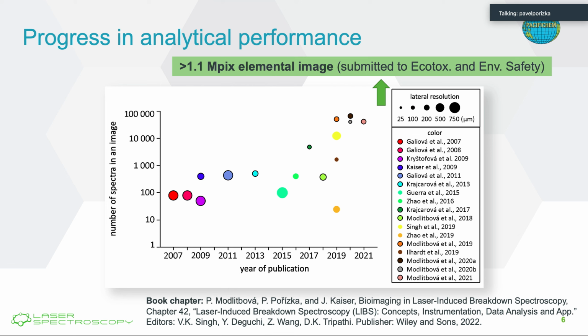and really getting biologically relevant also for other studies, and getting over 500,000 pixels. And we just submitted a publication where we have more than 1 million pixels in an elemental image, and this hopefully is going to be published soon. So as you can see, LIBS can be a real boost in your analysis when speaking about imaging and elemental mapping.